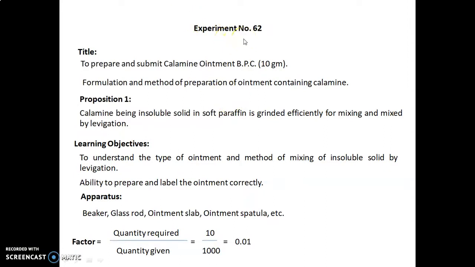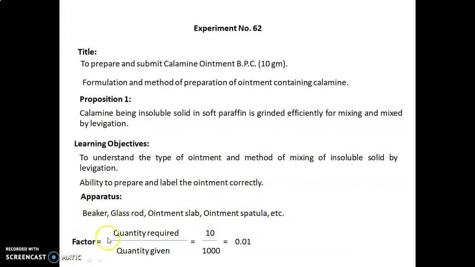Experiment number 62. The title of this experiment is to prepare and submit calamine ointment VPC 10 gram. Formulation and method of preparation of ointment containing calamine. Proposition: calamine, being an insoluble solid, is ground efficiently in soft paraffin and mixed by levigation. Learning objectives are to understand the type of ointment and the method of mixing an insoluble solid by levigation, and the ability to prepare and label the ointment correctly. Apparatus required are beaker, glass rod, ointment slab, ointment spatula, etc.